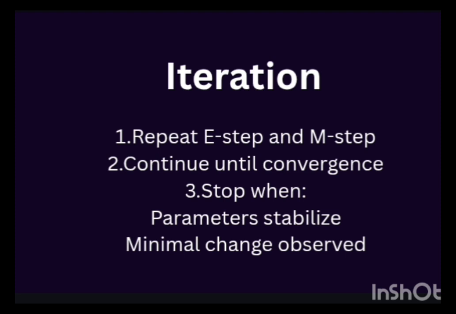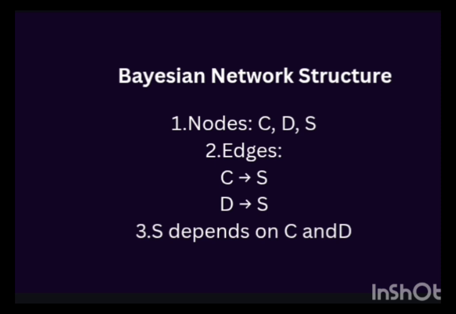Bayesian network. In this example, the Bayesian network consists of three nodes C, D, S. There are directed edges from C to S and from D to S, which means that S is dependent on both C and D. This structure helps in understanding how variables influence each other.